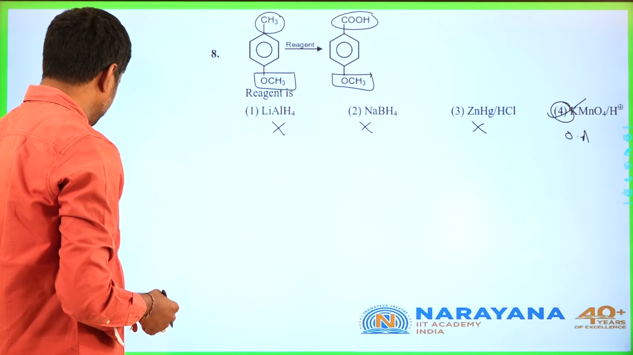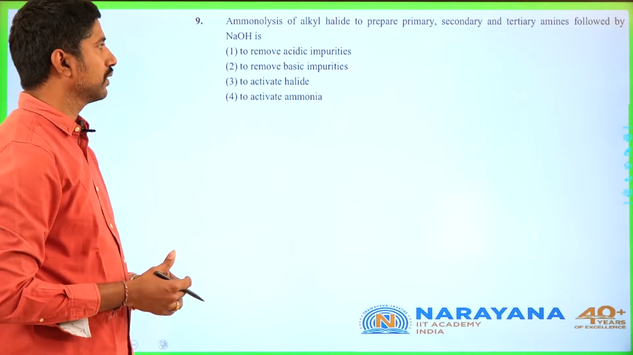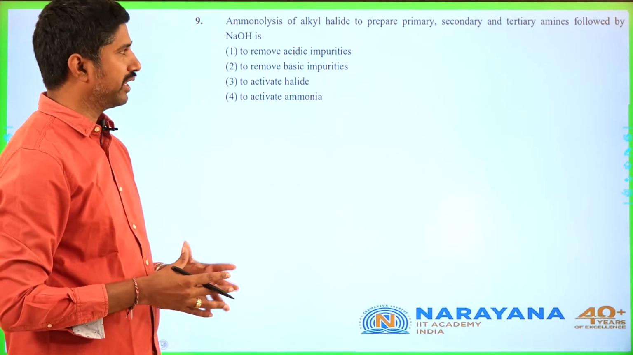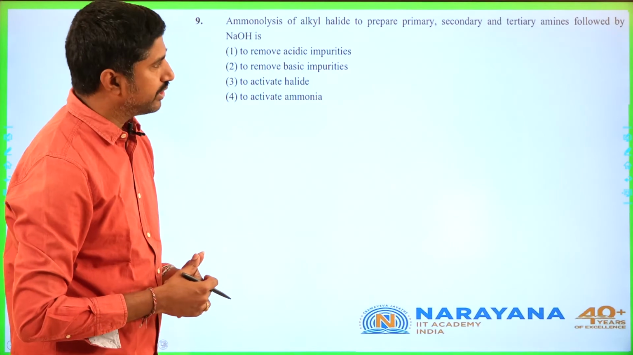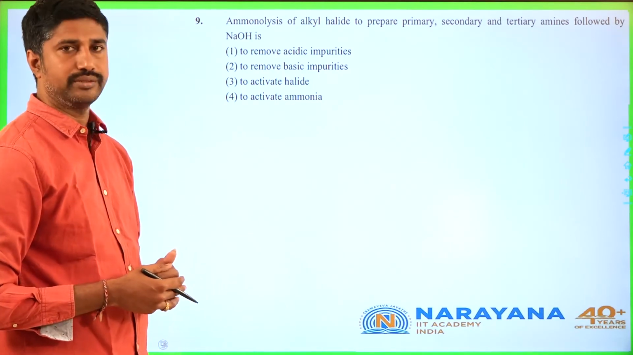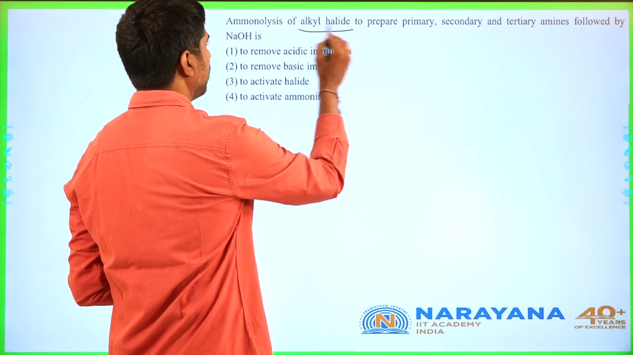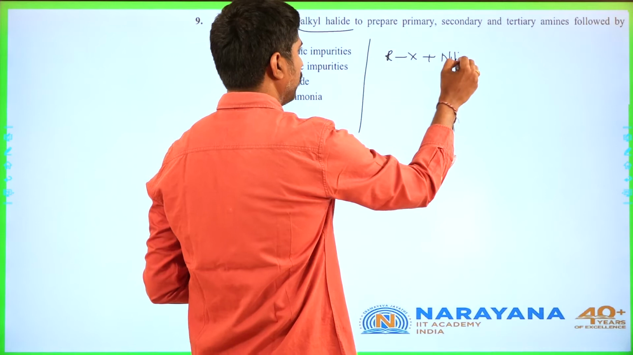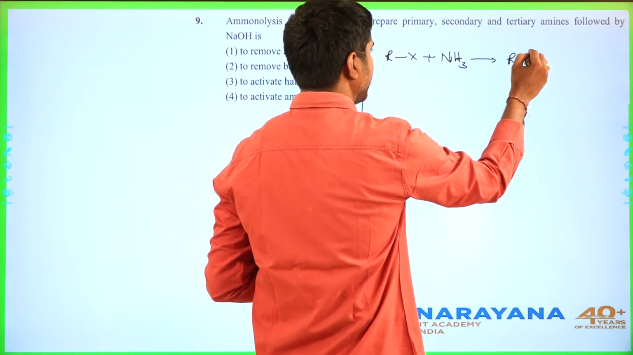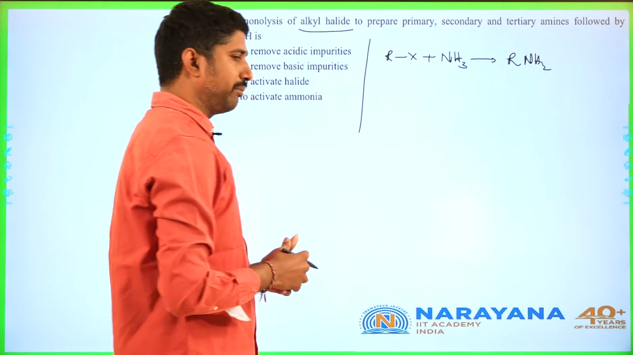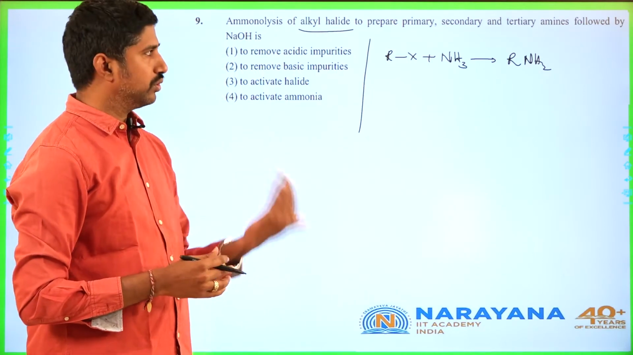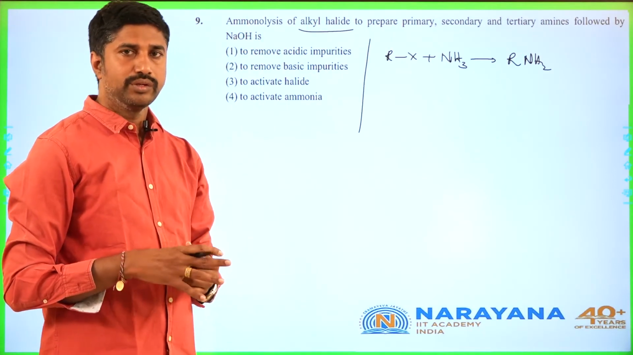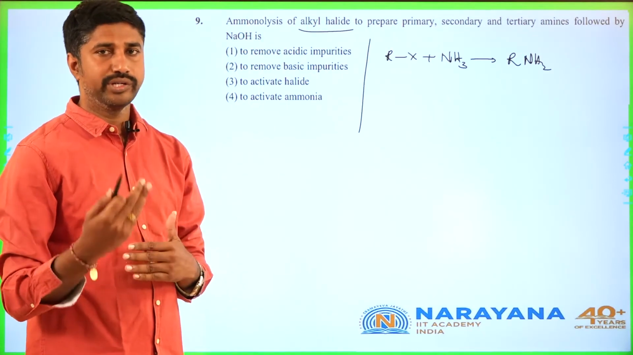Next one. So here it is. Ammonolysis of alkyl halide to prepare primary, secondary and tertiary amines, followed by NaOH. As we know, when alkyl halides are allowed to react with ammonia, we can get primary amines, secondary amines, and tertiary amines. And in the solution, after that, we are again using NaOH. So the total solution is treated with NaOH further.